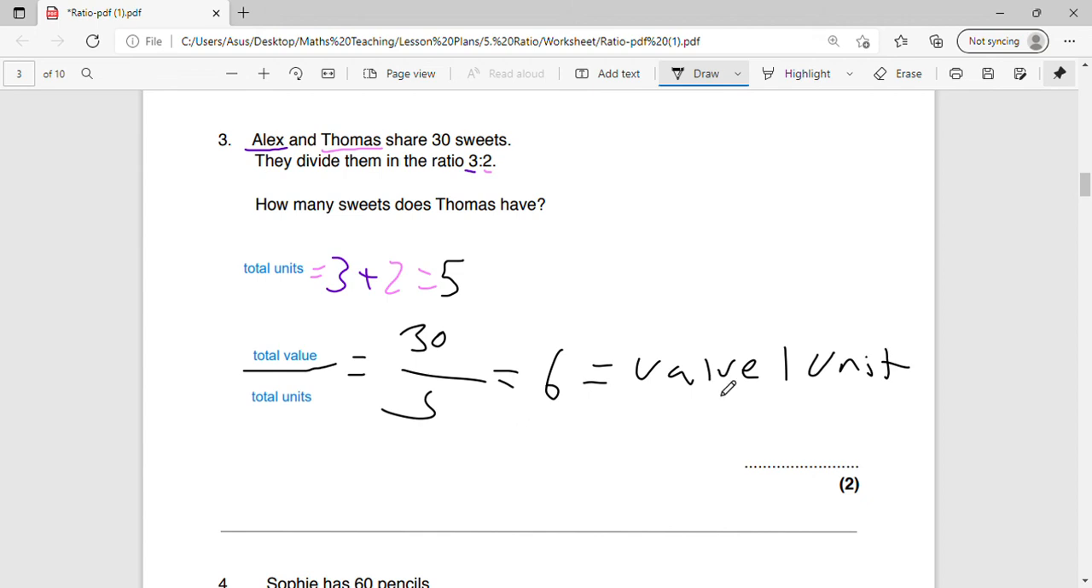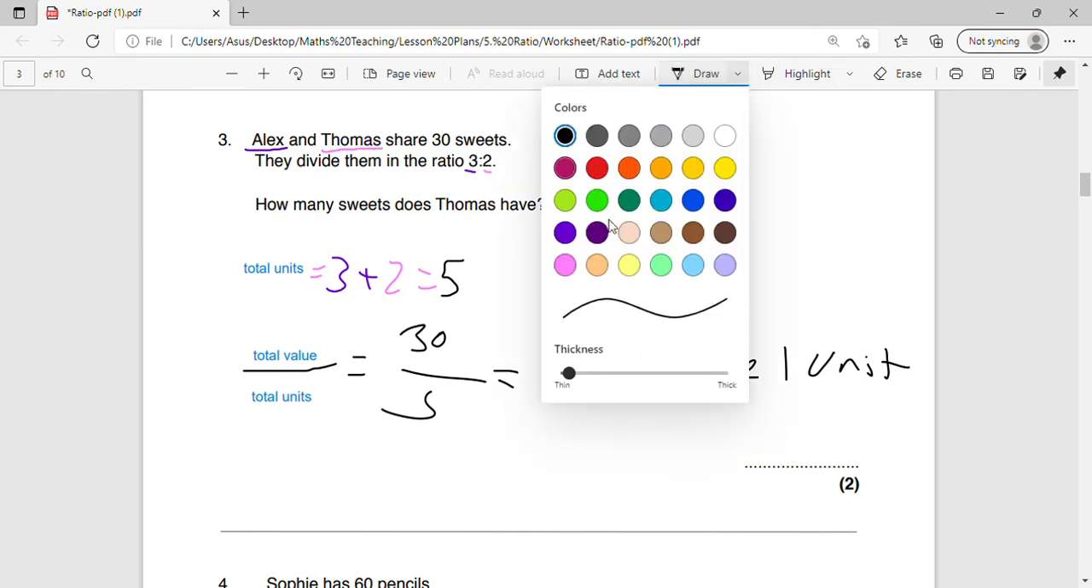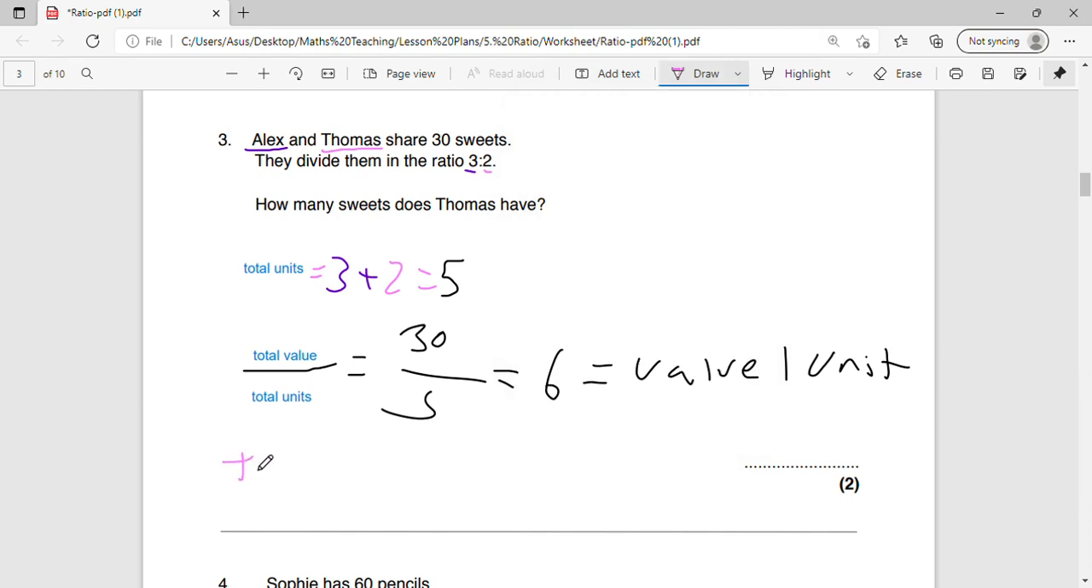So if 6 is the value of 1 unit, we just have to work out how many sweets does Thomas have. So look, Thomas is the pink number here, and it's going to go with 2. So Thomas equals 2 units equals 2 times 6, which is going to equal 12.